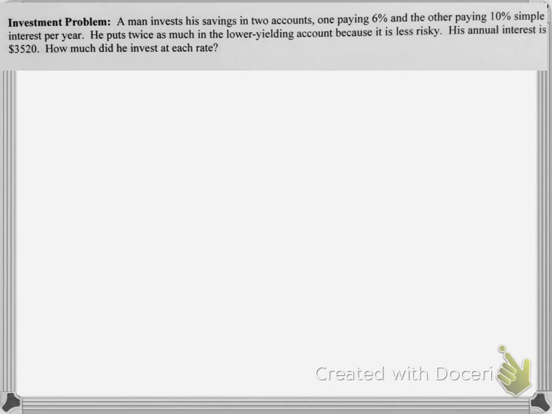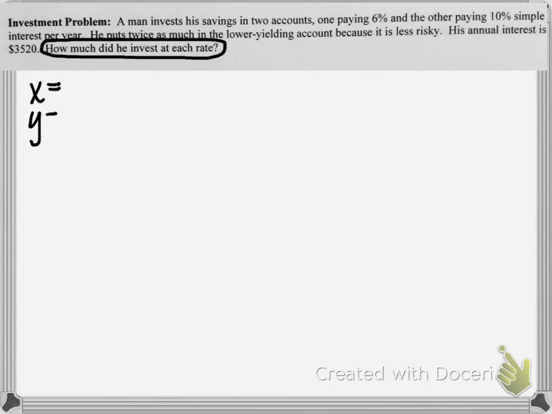So we want to begin by writing a variable key. So you have to ask yourselves, what is the unknown in the problem? In this case, the actual question, the very last sentence, is your cue to the unknowns. The question is, how much did he invest at each rate? There's two different accounts that have two different rates, so we're going to have two different unknowns, two different variables.